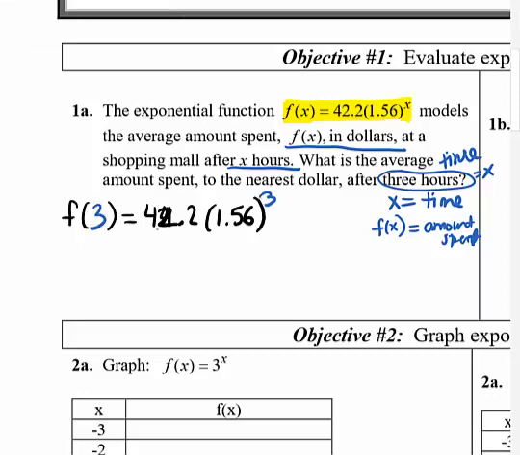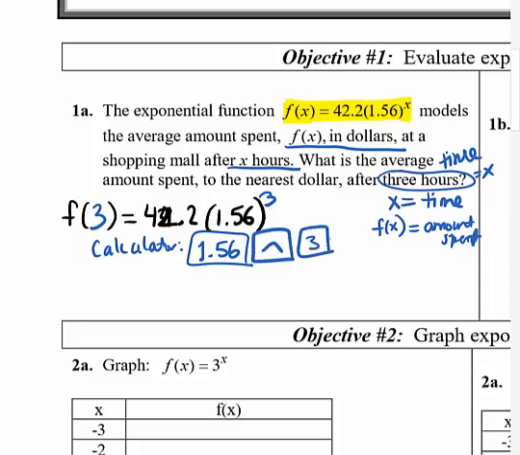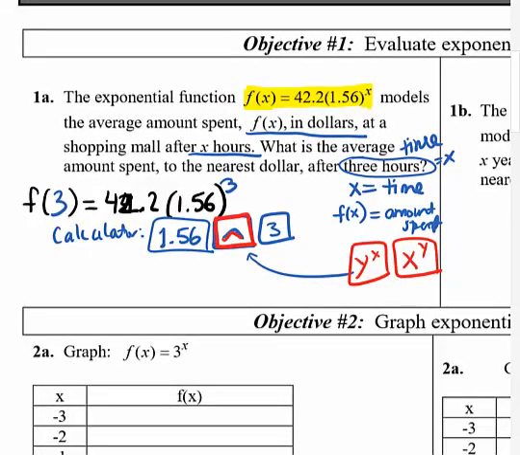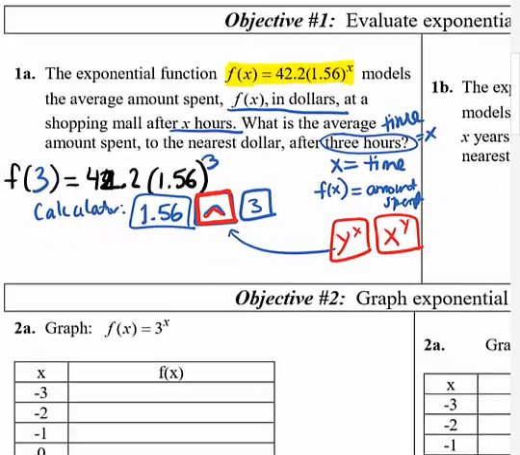So remember on your calculator, I would do 1.56, and then I guess it depends on your calculator. Mine looks like it has a little caret button. If you see that on your calculator, you know that's the right one, and then the three. Some people have a button that looks like Y to the X, which is the same thing as the caret button, or X to the Y. You're going to have one of those three buttons: either the caret like I have on my calculator, or the Y to the X, or the X to the Y.